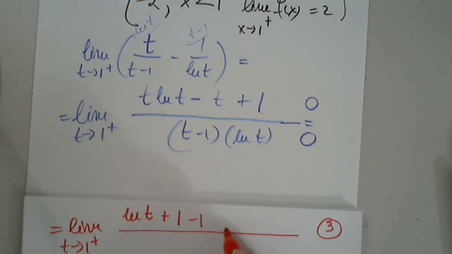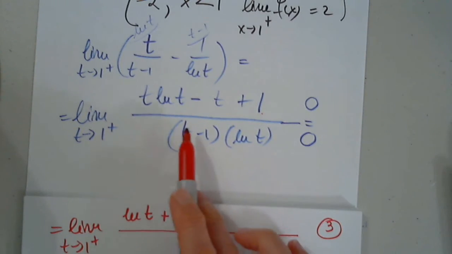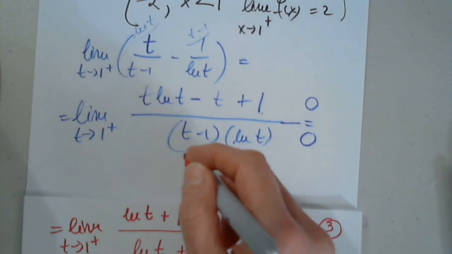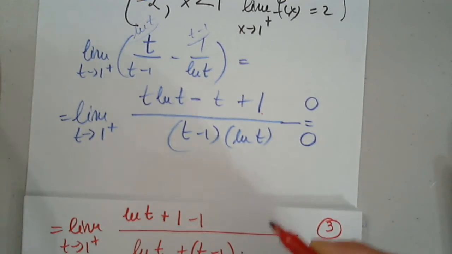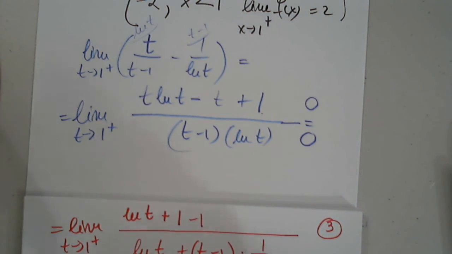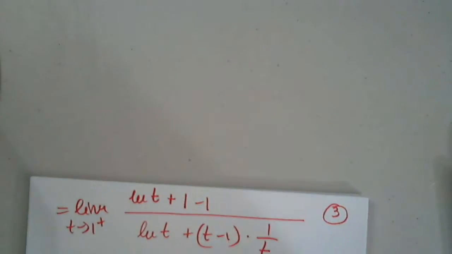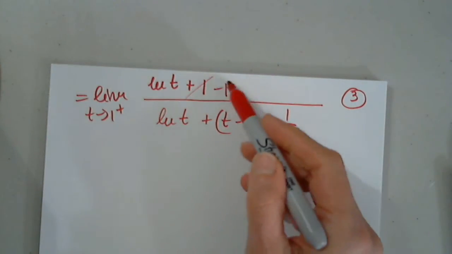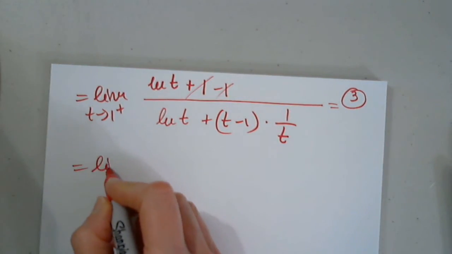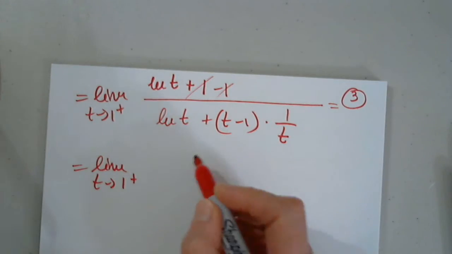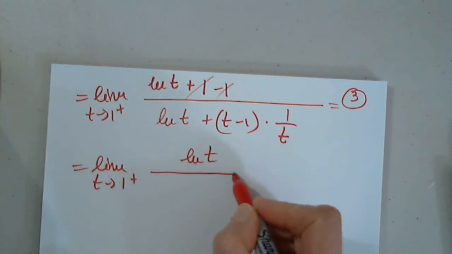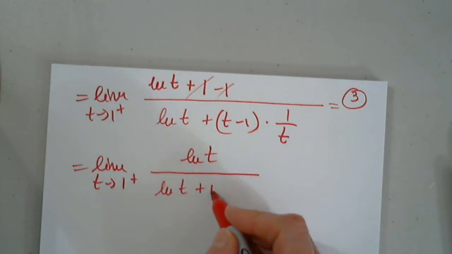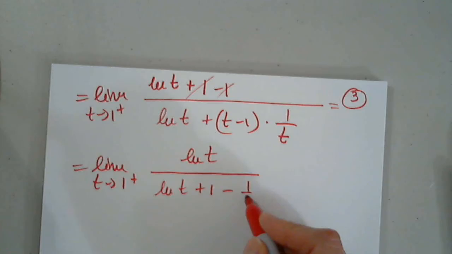I thought it was going to be longer, so I'm going to erase this. So when I differentiate this, I get 1 times natural log t, plus t minus 1 times the second one prime, which is 1 over t. Okay, so these two go away. So the limit as t approaches 1 from the right, natural log t over natural log t, t over t will be positive 1 minus 1 over t, which will be 1 over t.